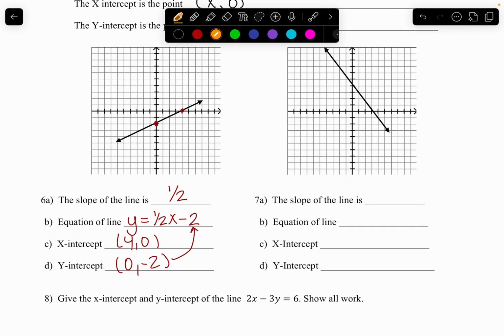When you look at your second line over here, my slope is down 4, over 3. My slope is -4/3. My equation will be y equals -4/3 x plus 4. My x-intercept is at 3, comma 0. My y-intercept is at 0, comma 4. Remember that those two things should match right there.